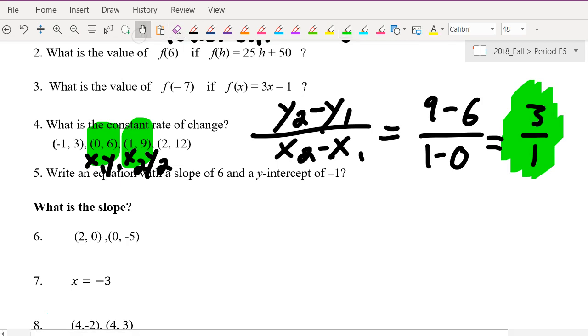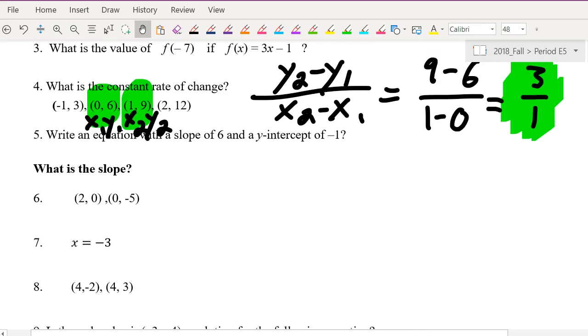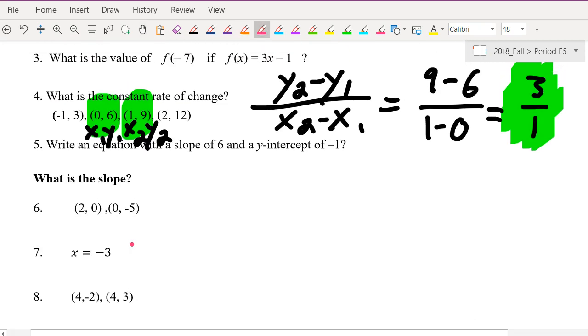Anything else we should go over real quick? What's the slope of x equals 5? It's undefined. Correct, because that's a vertical line.